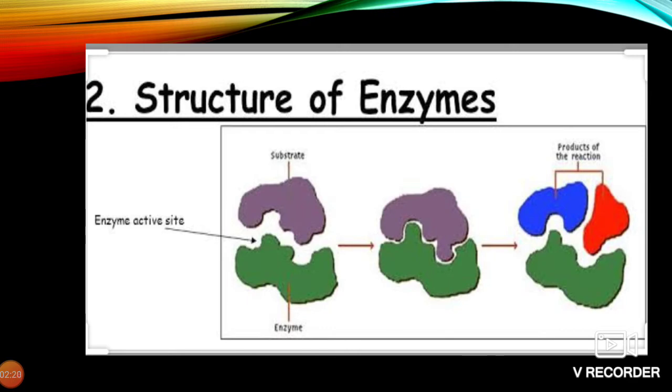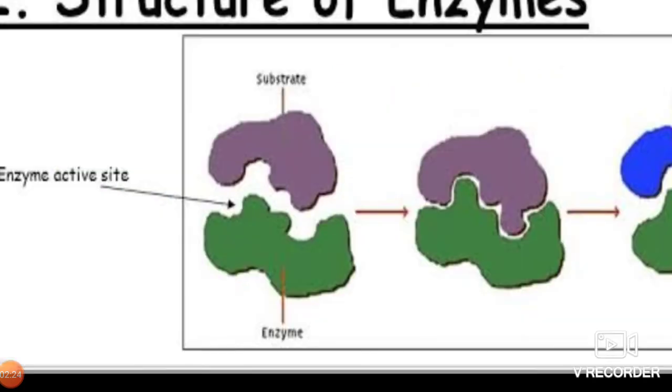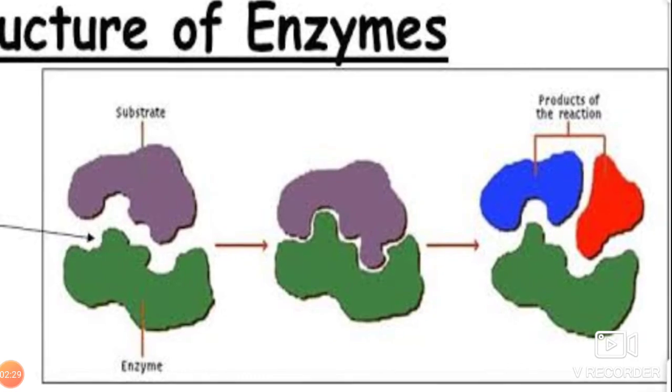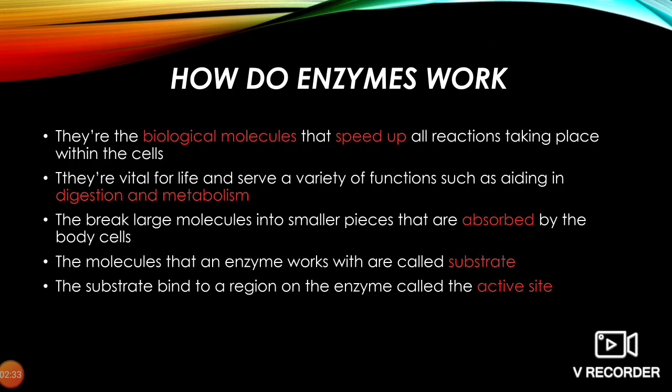Here in the image we have very clearly the enzyme's active site, enzyme, substrate, and products of reactions as a result of the reaction. Now, how do enzymes work? They are biological molecules that speed up all reactions taking place within the cells. They are vital for life and serve a variety of functions such as aiding in digestion and metabolism. They break up large molecules into smaller pieces that are absorbed by the body cells.